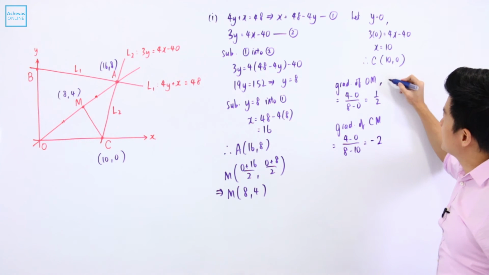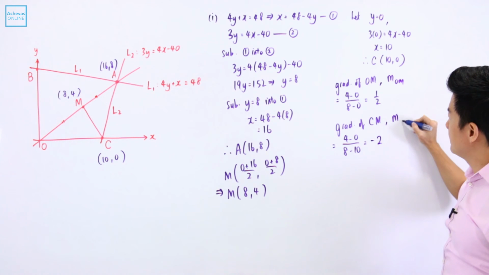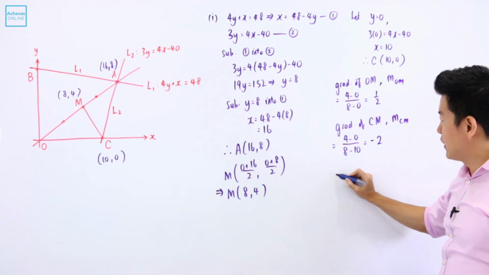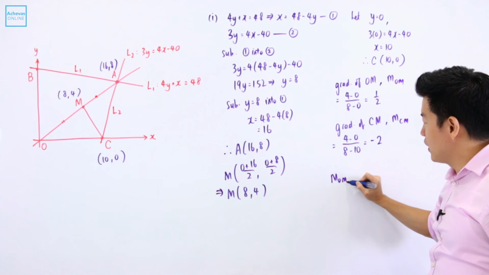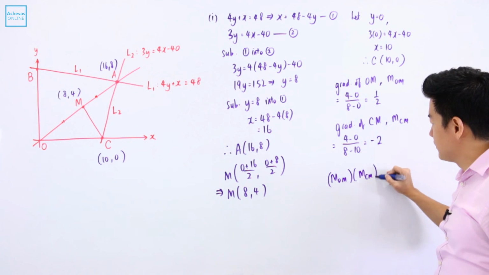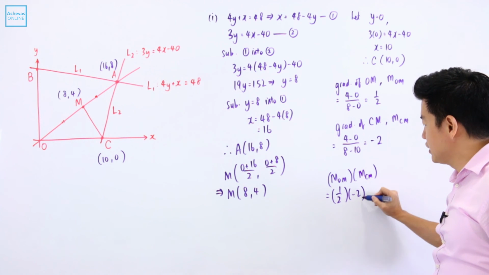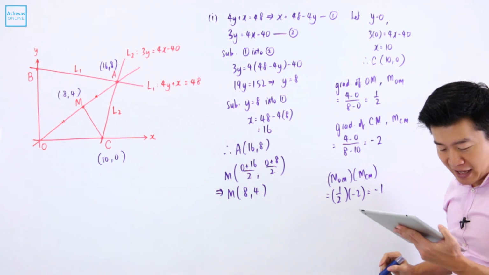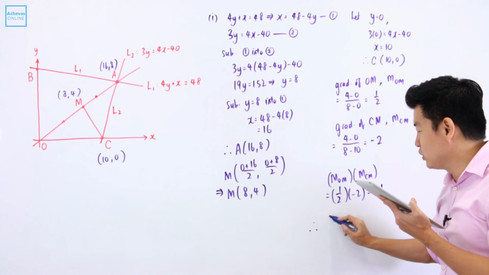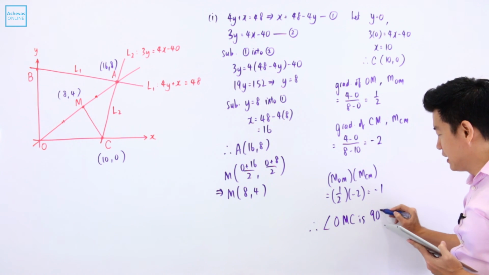So if I were to let this be, let's say, m of OM, and let this be m of CM. If I were to take m of OM multiplied by m of CM, this is equal to half multiplied by minus 2, which is minus 1. And that is why I can now conclude that the angle OMC is 90 degrees.